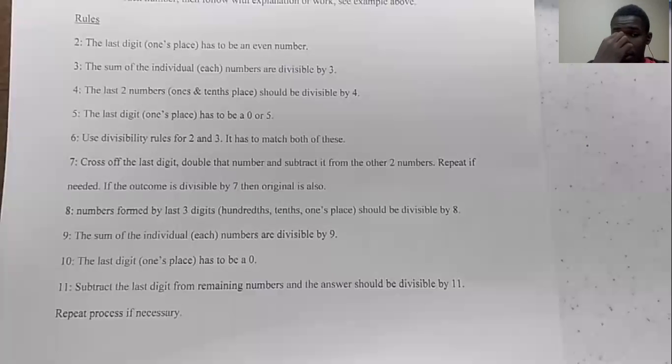Number 9 is about the sum of the individual digits, just like 3. The sum of each individual number has to be divisible by 9. So I came down here and added all of them up. You get 18 for the first one, and then you have 12, 12, and you have 33, 32, 27.